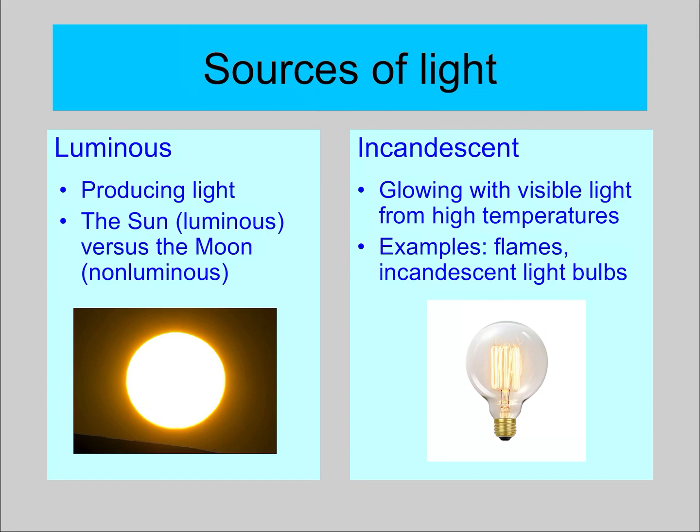Now, another term that we use is called incandescent, and these are things that glow with visible light, meaning we can see them, from very high temperatures. So the image here is an incandescent light bulb, but really any fire, flame, is going to be an incandescent light source, as well as the sun. So the sun is both luminous and incandescent because the sun burns at a very high temperature along with wood and things like that. And so we have two different terms to describe sources of light.